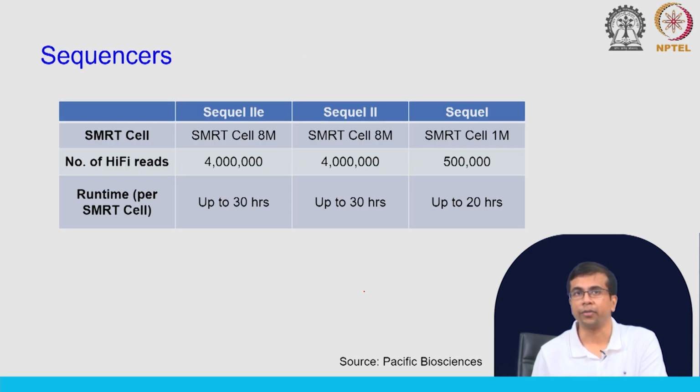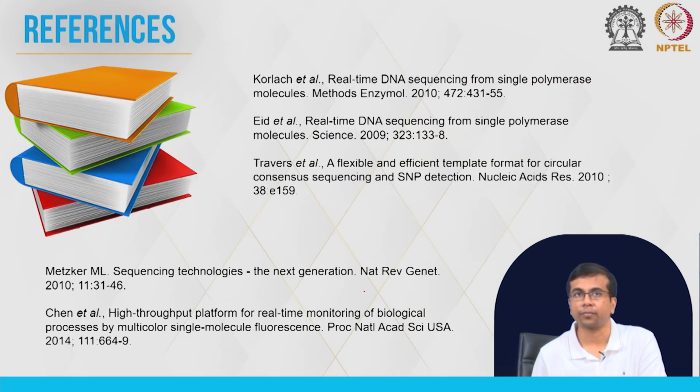Just to give you some idea, here is the number of hi-fi reads that you can get for this SMRT cell. This is from Pacific Biosciences specifically. You have the SQL2E and SQL2 systems, which are the names of the sequencers, and the SMRT cell that you can use. These are the recent, modern ones, and you can get up to 4 million reads from them. Here are the references that were used for this class.